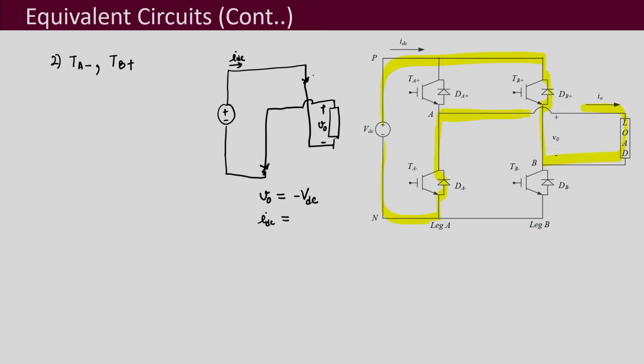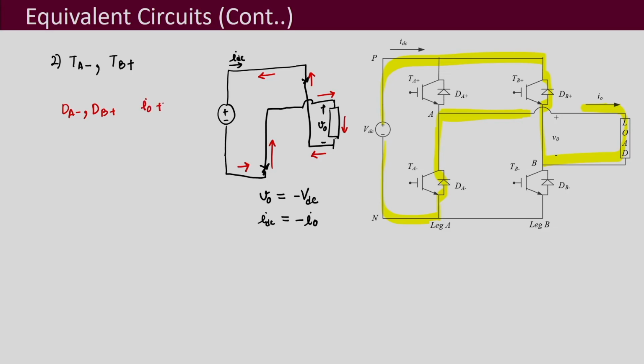For example, let us say if the current is positive, we just saw now current is positive, how it is flowing is like this, these diodes are carrying the current, right, and so this IDC is opposite to IO. So, therefore, IDC equal to minus of IO, and when the current direction is positive, the devices that are conducting are DA minus and DB plus when IO is positive.